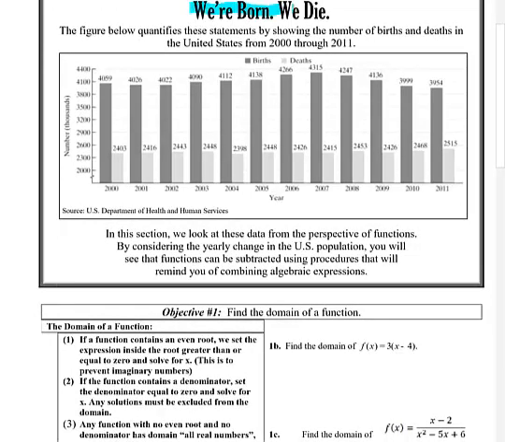The intro to this section is a little bit of a bummer. Check this out. We're born, we die. Wonderful. Thanks, guys. Now I've got to contemplate my own mortality while I'm trying to do math. I was just trying to have a good time and do some math. Well, anyway, they say that this graph below quantifies these statements, we're born, we die, by showing the number of births and deaths in the United States from the year 2000 through 2011.